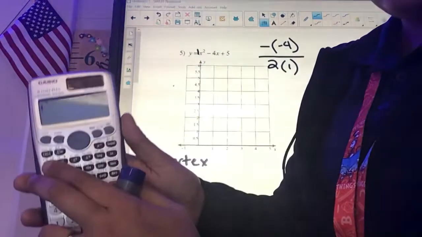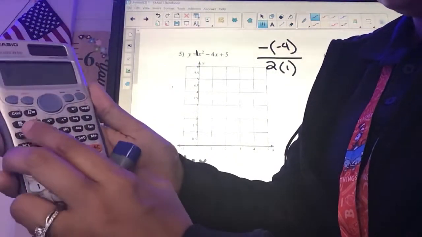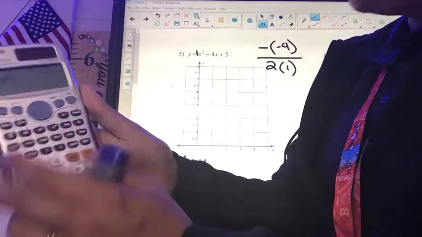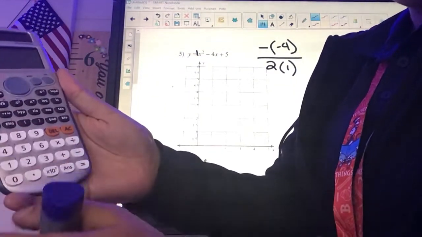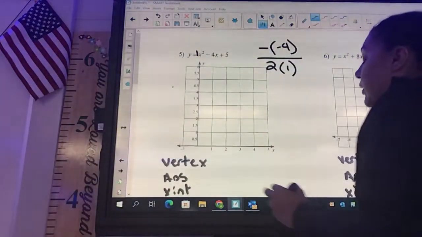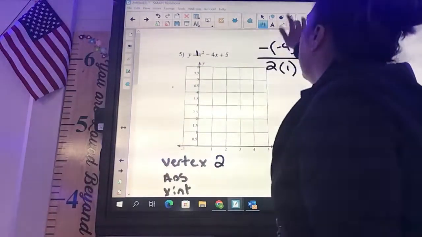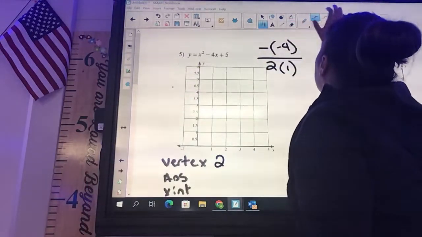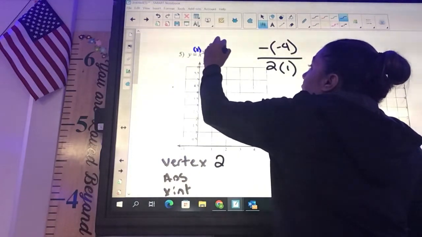Okay, so type that in your calculator, and I'm going to show you one more time. So you're going to hit your fraction button, and you're going to type in negative, parenthesis, negative 4. And then on the bottom, you're going to put 2, parenthesis, 1, close parenthesis. And we get a 2. Okay, so the first part of our vertex is 2. That means everywhere up here, we should be putting a 2 in parentheses. So right here should be parentheses 2, parentheses 2.